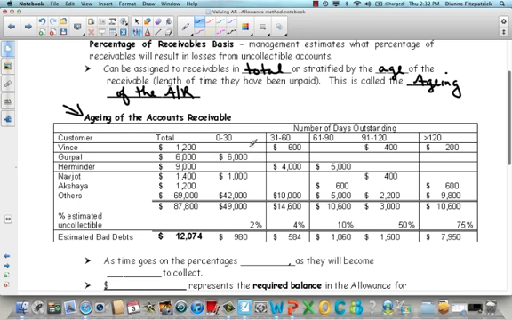And if you break it down, of the $1,200 that Vince owes us, 600 are 31 to 60 days old. 400 are 61 to 90, there should be a line here, I don't know why it didn't come through, 91 to 120 days old, and 200 are greater than 120 days. Keep this in mind, as accounts receivable age, as they get older, it's harder to collect.